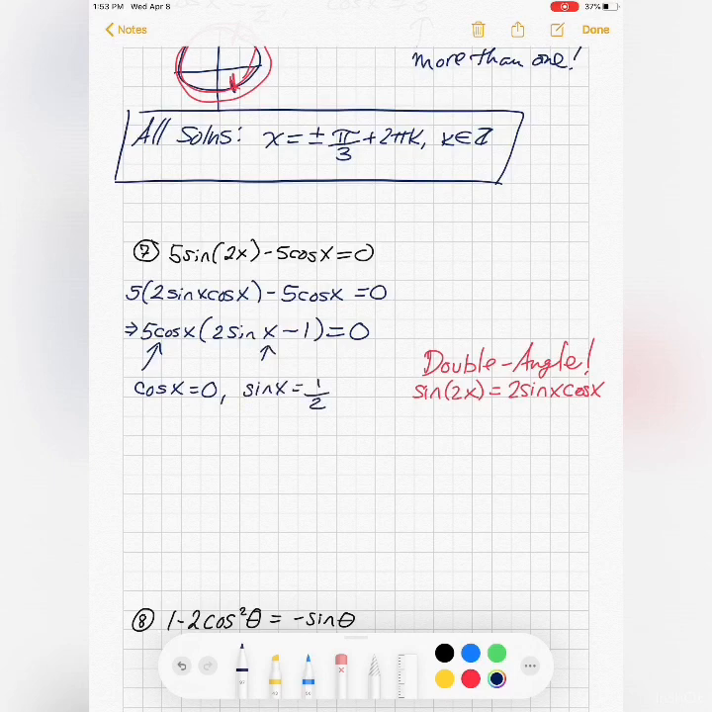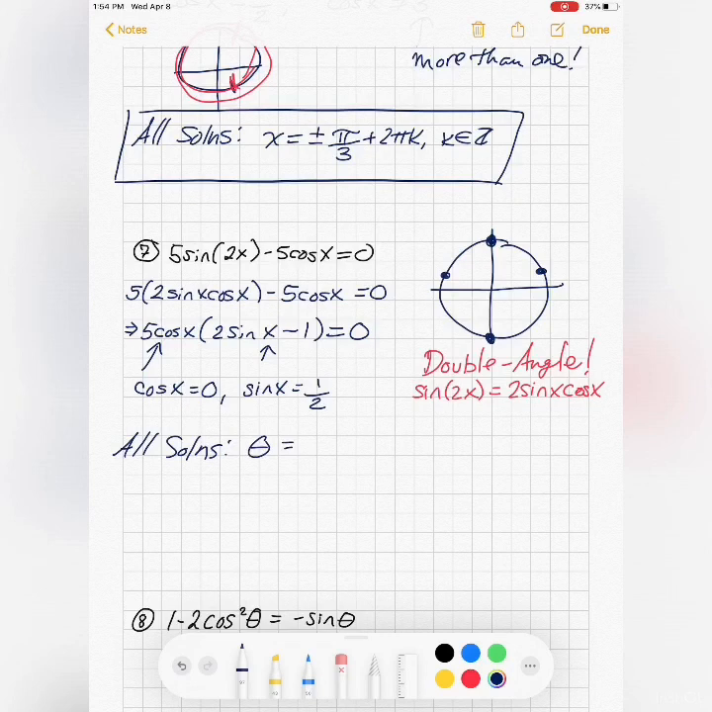Okay, now let me refer to my circle. Okay, so cosine is 0 here and here. Sine is 1/2 here and here. So I've got to account for all of these 4 points. Okay, so some options for how to do that. Start with that one. So that's pi over 6, right? Now you see how there's not anything diagonally across from that one that I want to account for? So that means with that equation, I have to use 2 pi k, not pi k.